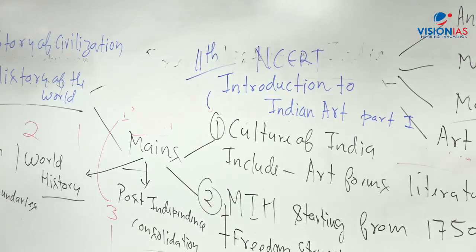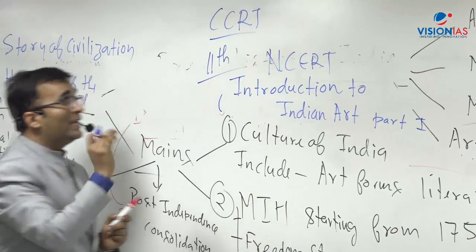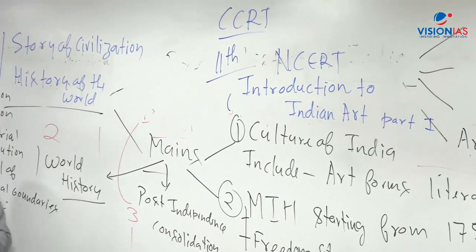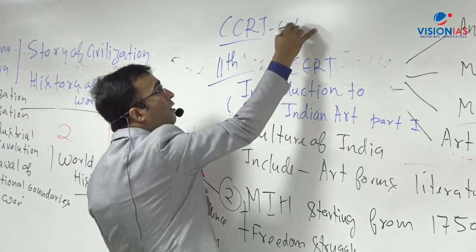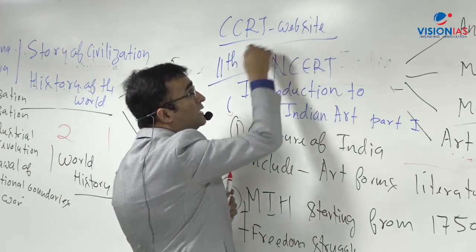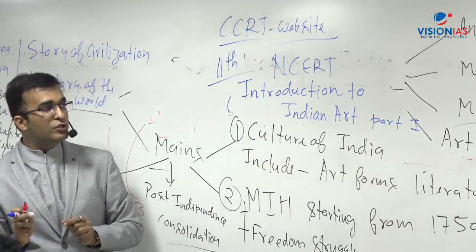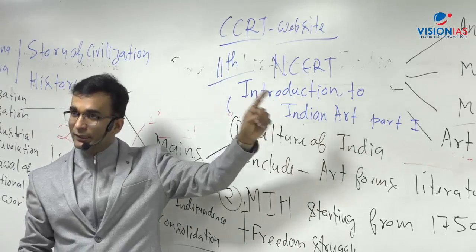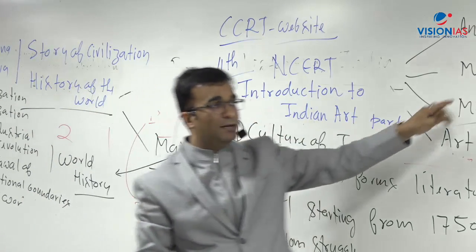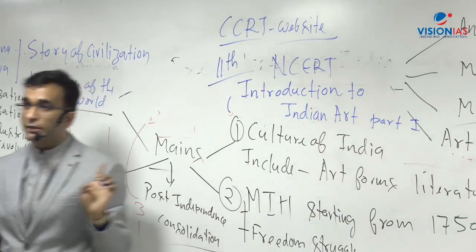Do you know that? CCRT. So you need to see things selectively from that website. CCRT is the website of the Ministry of Culture, and from here you need to selectively read those things which are not in the ancient and medieval history books. So selectively you read those things from this one.